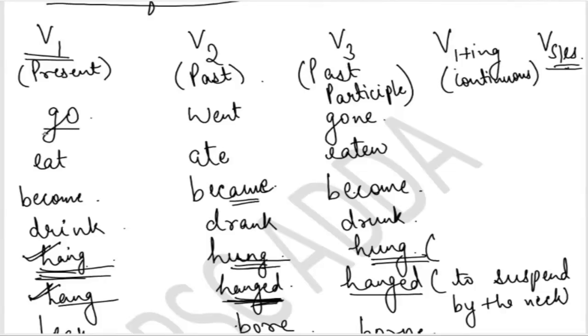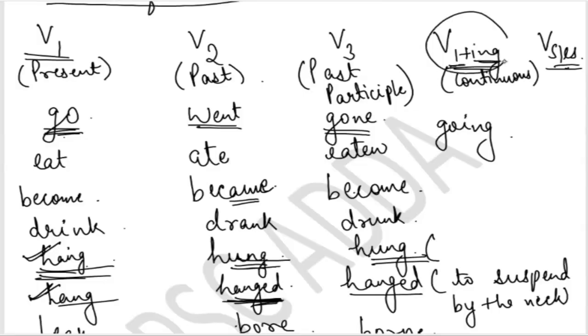Go is the verb first form. V2 is went. V3 is gone. V1 plus ing is going, G-O-I-N-G. V1 is go, and in that V1 form we just add ing, which is called V1 plus ing form. Similarly, for the verb s or es form, whatever is written in the V1 form, just write it as it is and add s or es.